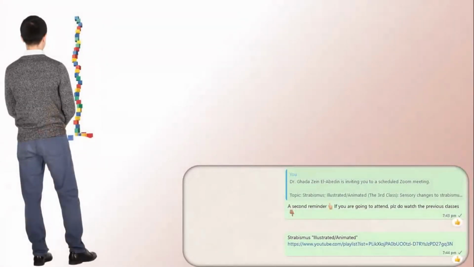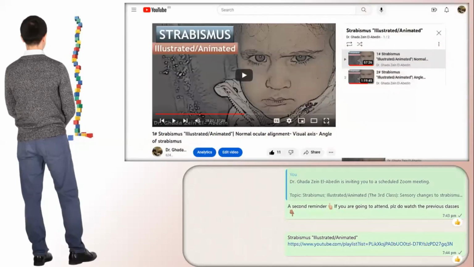I always stress on the importance of watching the previous classes. So whenever we have a series, in this series, the Strabismus illustrated animated series, you can't jump into the third class, for example. You have to watch the previous one because they are like building blocks. Imagine if you are building a tower or any building, you have to have a foundation, a base, and then floors, next floor, and so on and so forth. Try to keep this advice in your mind and try to watch the previous class first before you watch this class. I created a playlist regarding this series, so I will add future classes on this playlist.